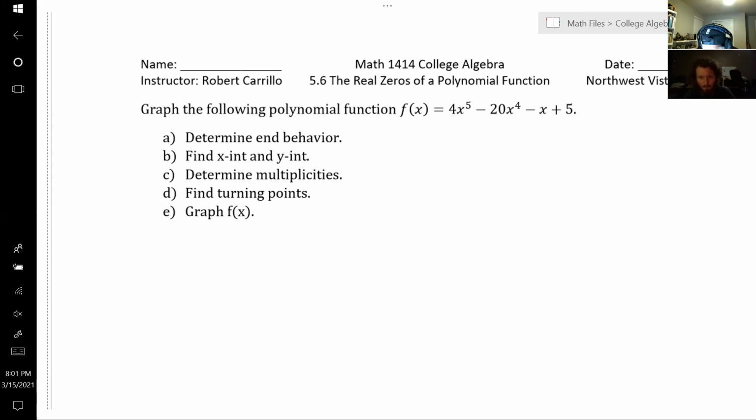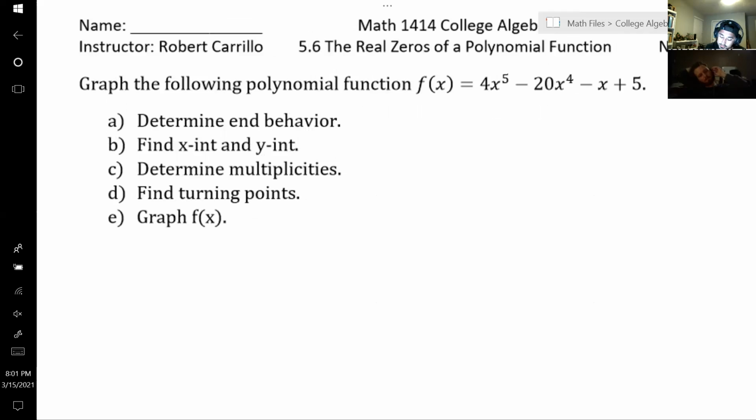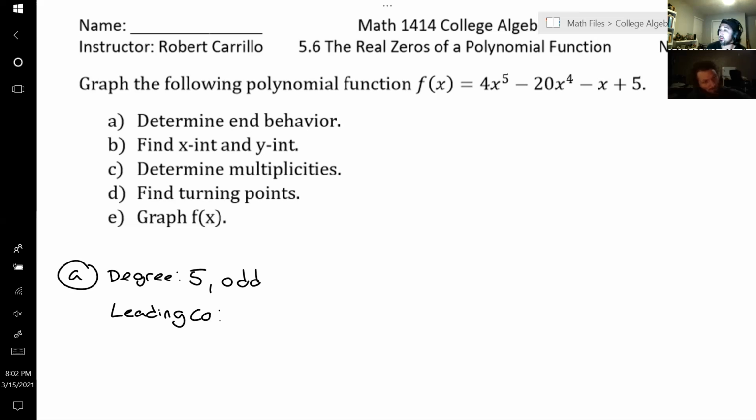So the function is 4x to the 5th minus 20x to the 4th minus x plus 5. First thing we want to do is determine the end behavior. Remember, end behavior is all about the leading exponent and the sign of the leading coefficient. What is the largest exponent we have for this problem? 5. Good. So the degree is 5, which is odd. And what is my leading coefficient? 4, which is positive.